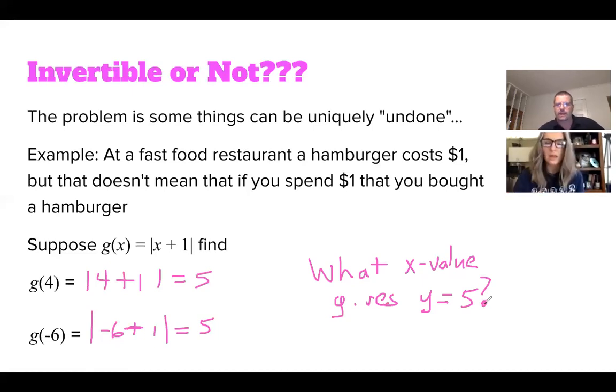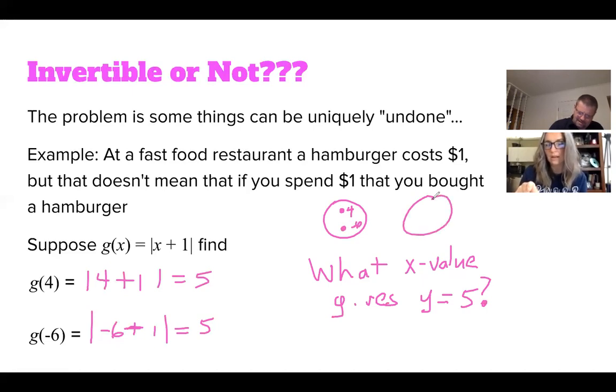Think about it being like a mapping situation, where you've got 4 mapping to 5, and you've got negative 6 mapping to 5. But what if we ask you to go backwards? What if we ask you to map 5 back to an x value? You would have 2 paths to choose. Should we talk about the road less traveled right now? I don't know which way to go. Which path to choose?